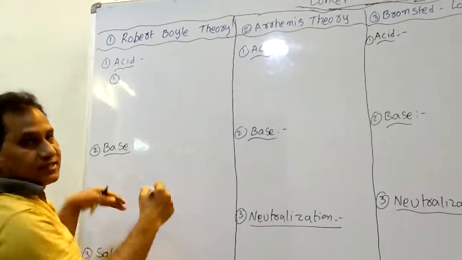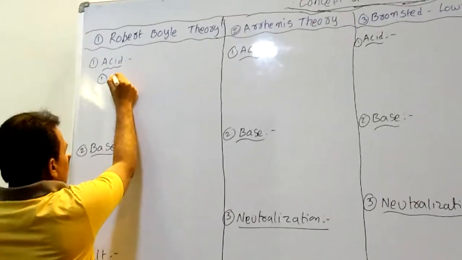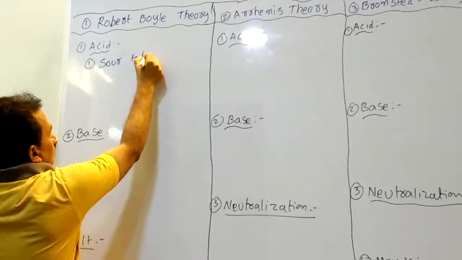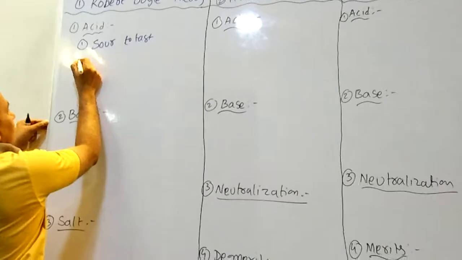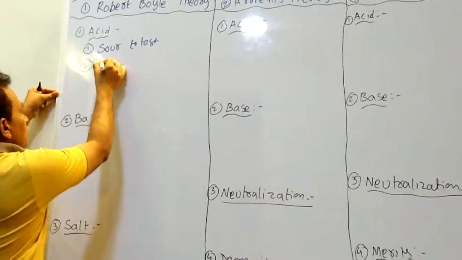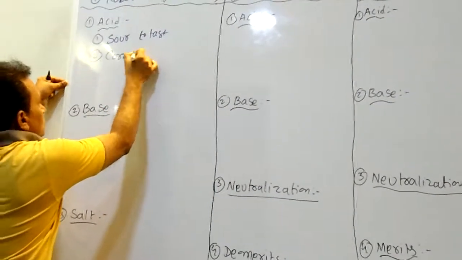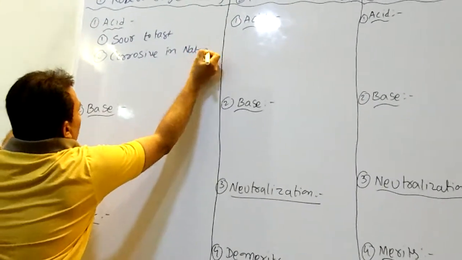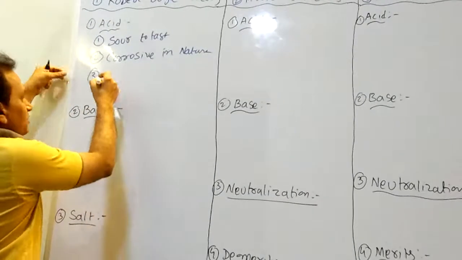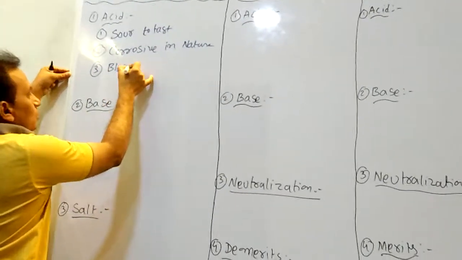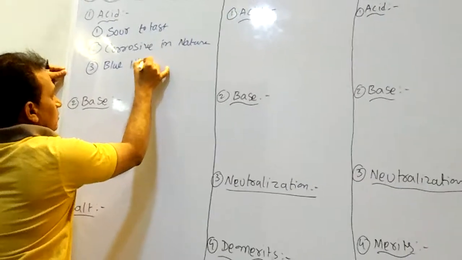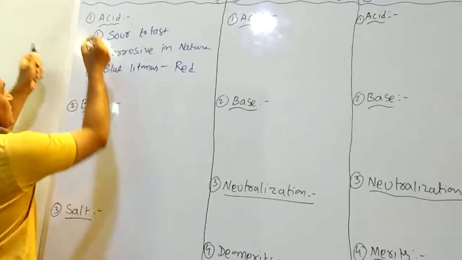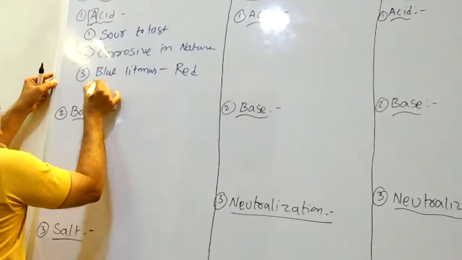What is an acid? A substance that is sour to taste, corrosive in nature, and turns blue litmus to red. Remember, A means acid, it turns blue to red.